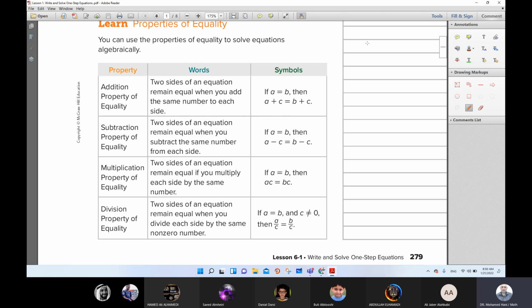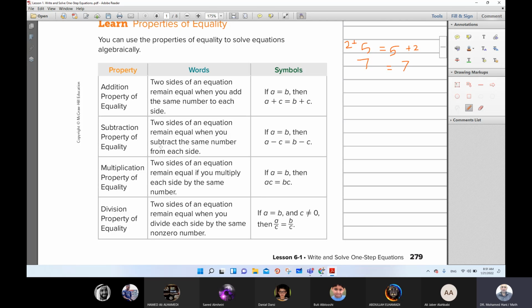For example, suppose you have 5 equals 5. If you add 2 to the first side and you add the same number to the second side, 2 plus 5 will be 7 and 5 plus 2 will be 7. 7 equals 7. So we have the correct equation, no change in the equal.